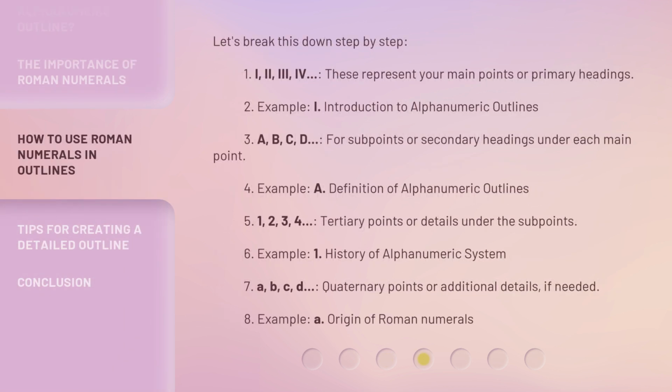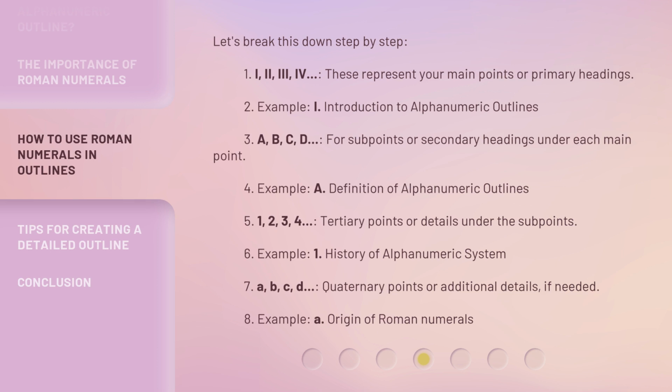Let's break this down step by step. 1. I, II, III, IV. These represent your main points or primary headings. 2. Example. I. Introduction to Alphanumeric Outlines. 3. A, B, C, D. For subpoints or secondary headings under each main point. 4. Example. A. Definition of alphanumeric outlines.